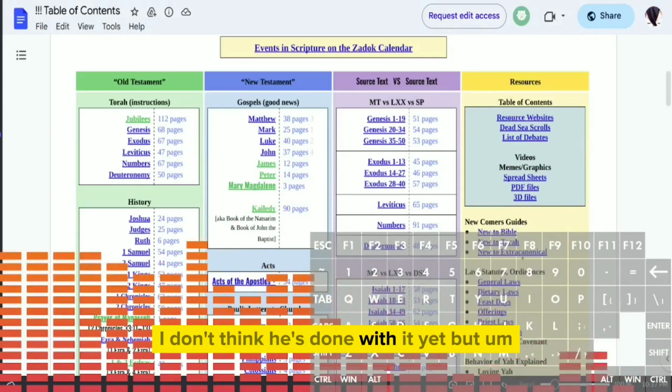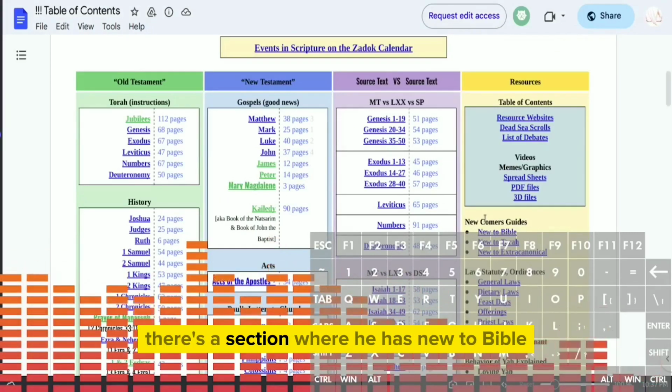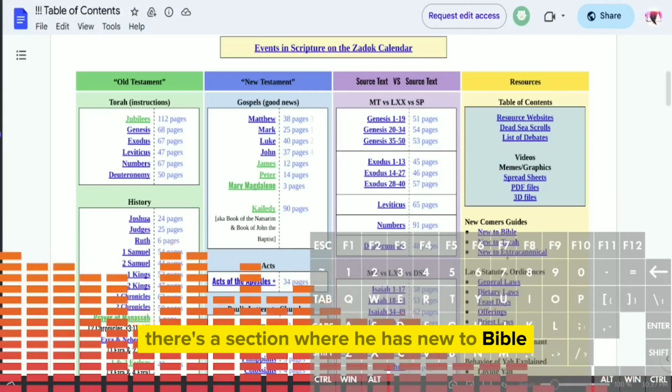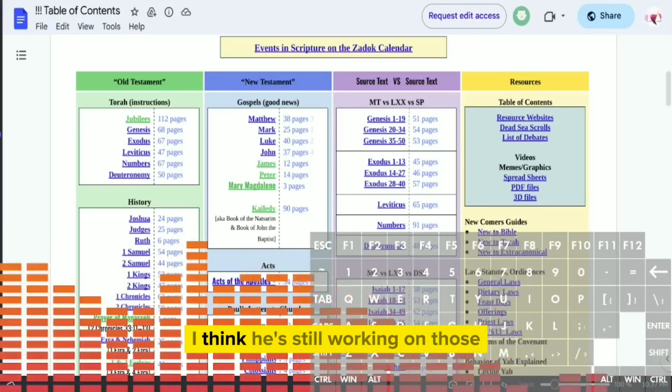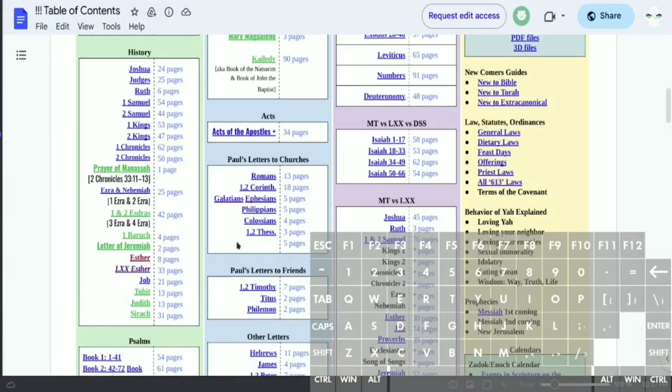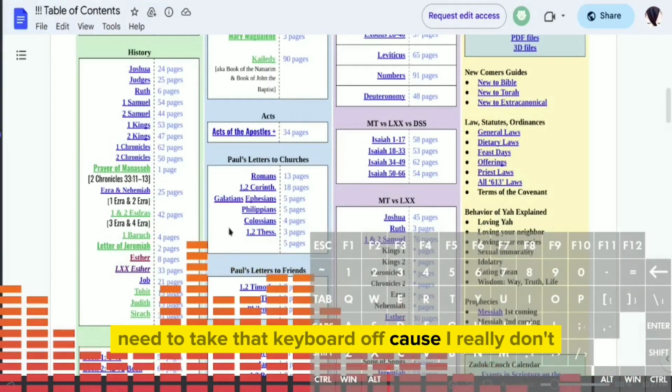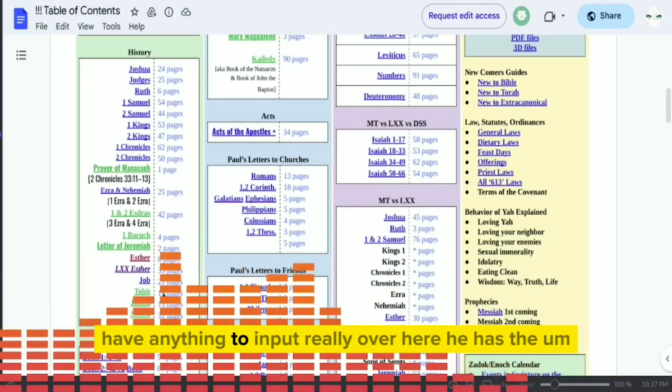I don't think he's done with it yet, but there's a section where he has new to Bible, new to Torah, and new to extra canonical. I think he's still working on those. Need to take that keyboard off because I really don't have anything to input.